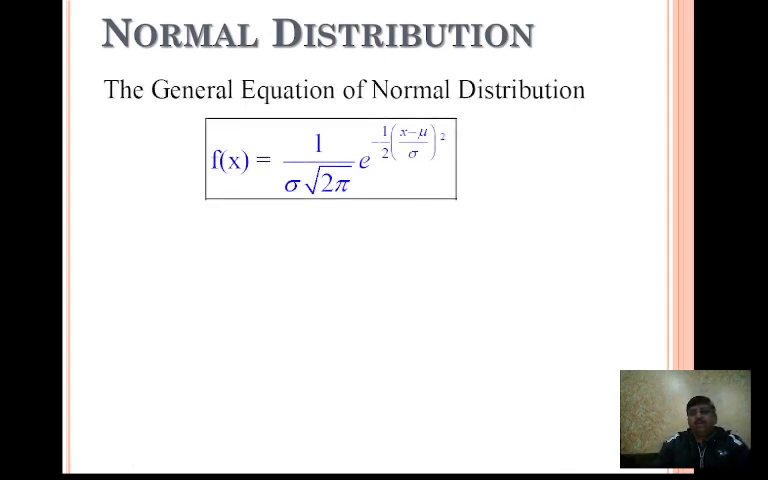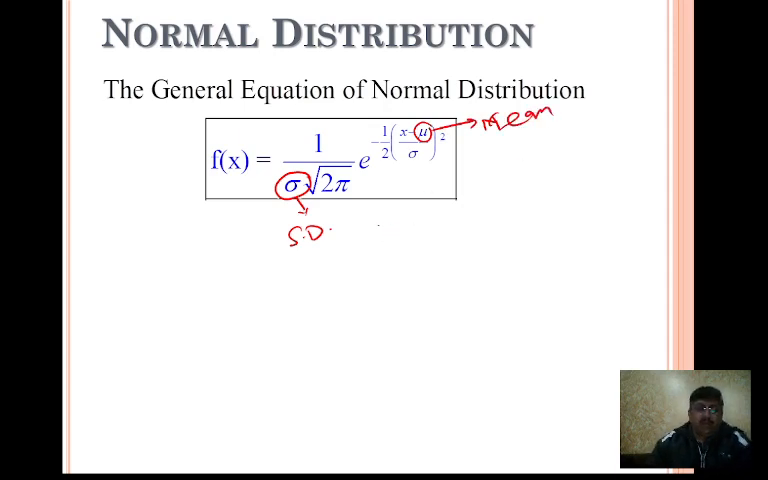The general equation of normal distribution can be written as f(x) = 1/(σ√(2π)) e^(-½((x-μ)/σ)²). Now there are various symbols, and I hope you are wondering about them, so let me introduce the symbols. Sigma stands for the standard deviation. This mu stands for the mean of the distribution.